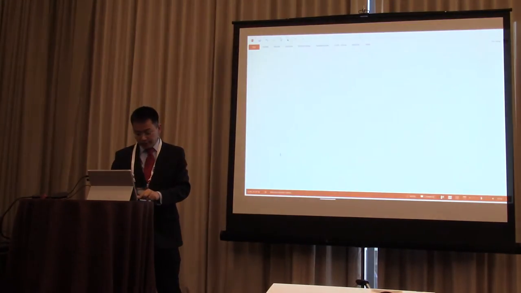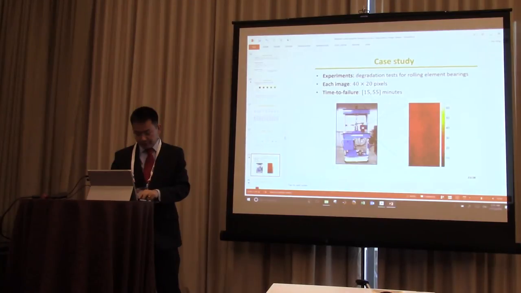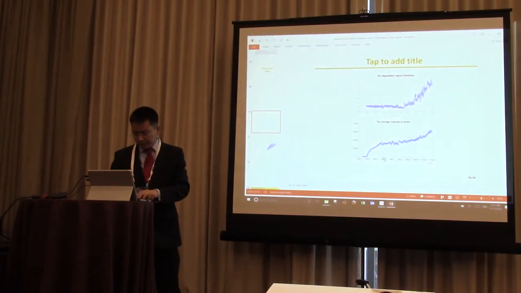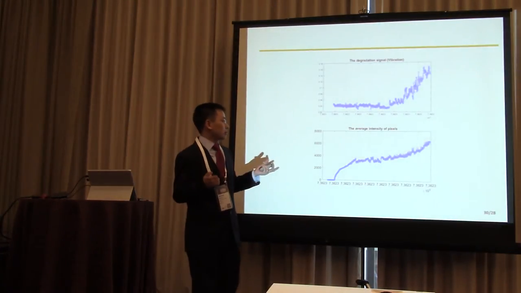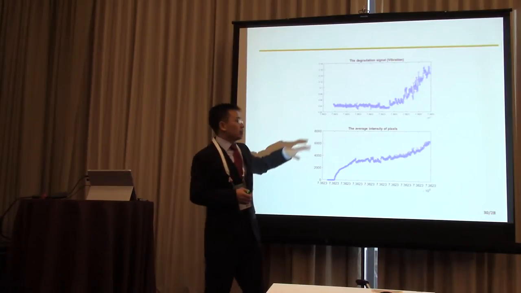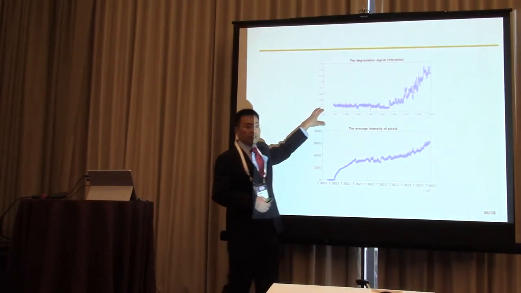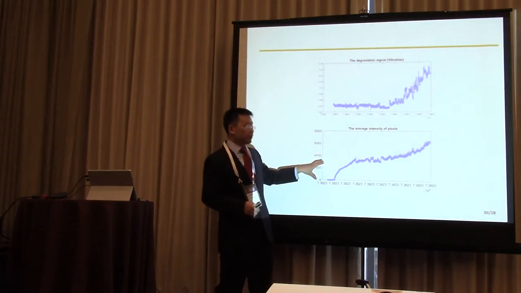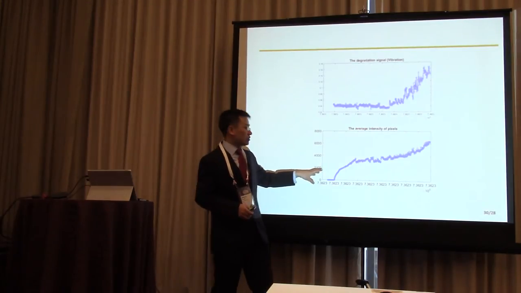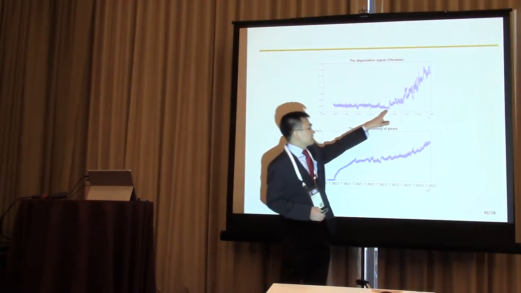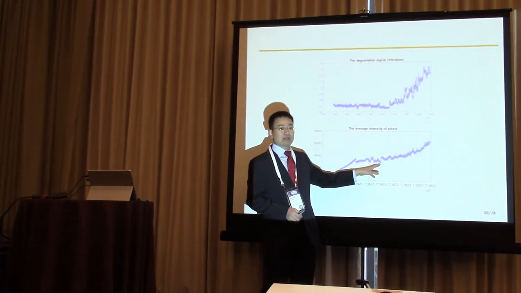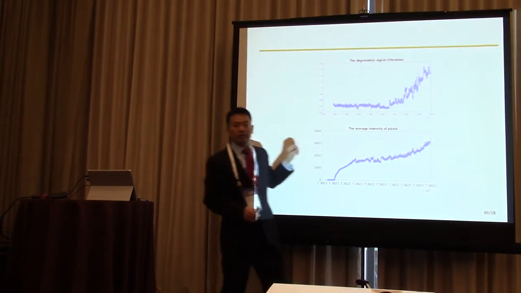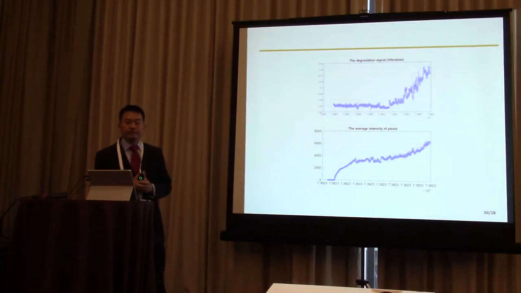Actually, we have a curve here to show this readout, because our testbed is also equipped with a vibration sensor. So this is the signal from the vibration sensor, and this is from the energy intensity of the image streams. We can see that when the degradation happens, the temperature of the motor can also capture the trend of the degradation.